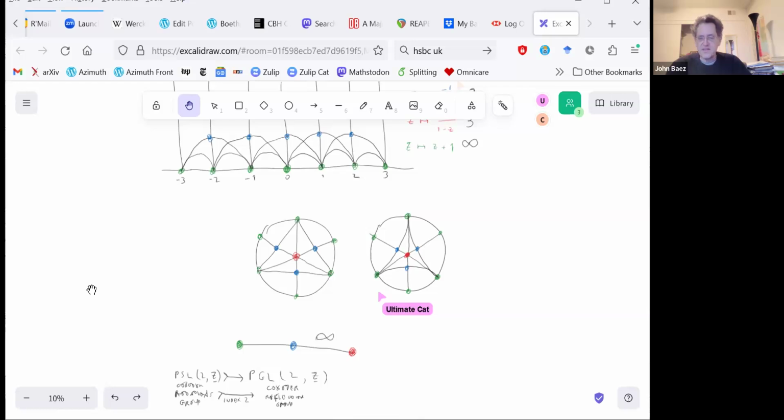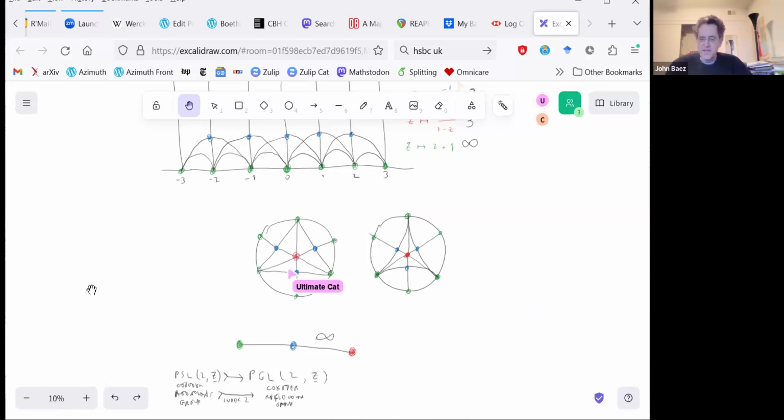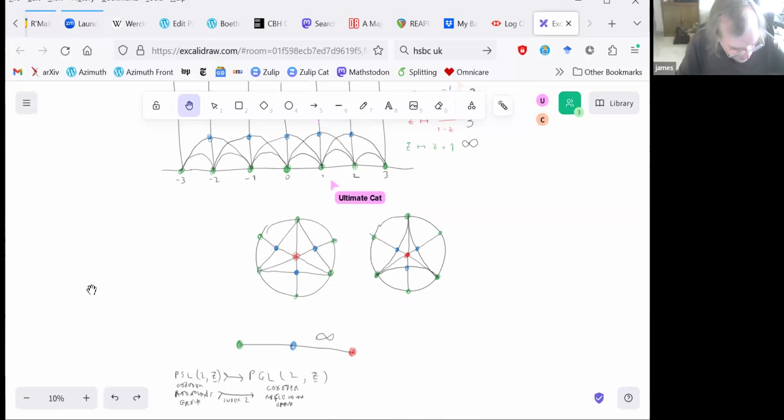So okay, there's all these things going on here, and we have these Escher-like pictures, but we also have these other pictures.